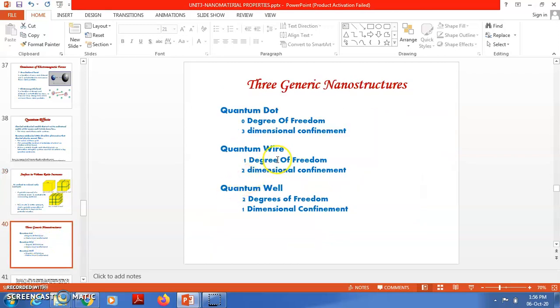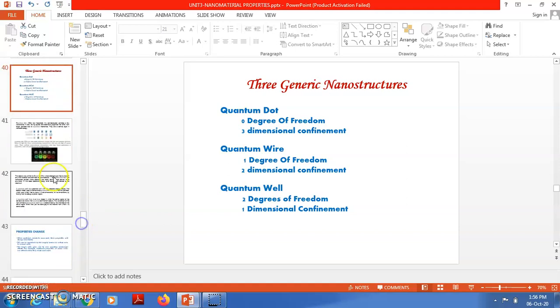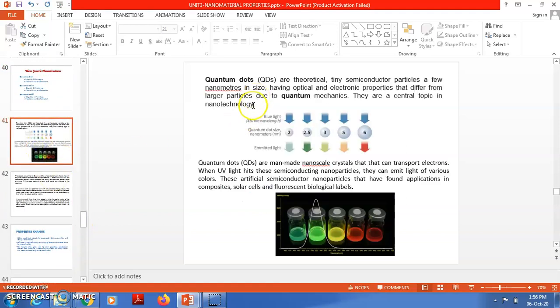Next we are going to see the three generic nanostructures. One is the quantum dot, second is the quantum wire, and third one is the quantum well. So before going to this topic, what is a quantum dot? Quantum dots are tiny semiconductor particles a few nanometers in size, having optical and electrical properties that are different from larger particles due to quantum mechanics.